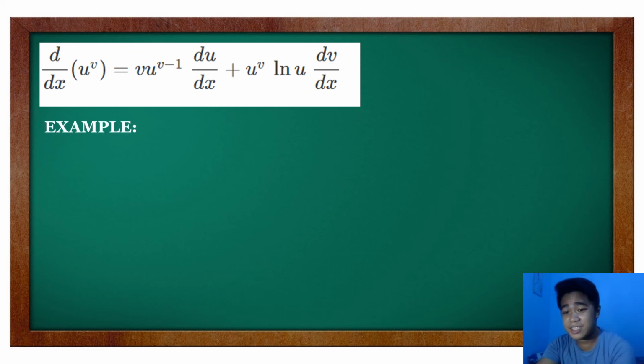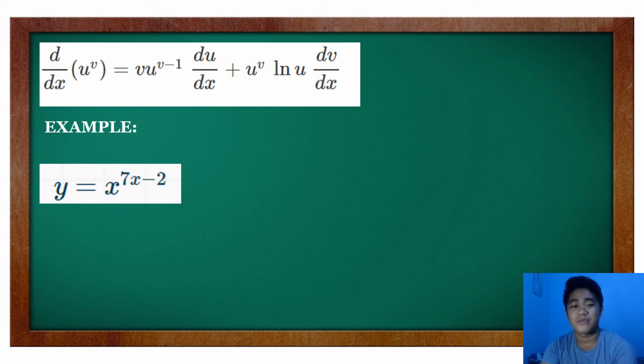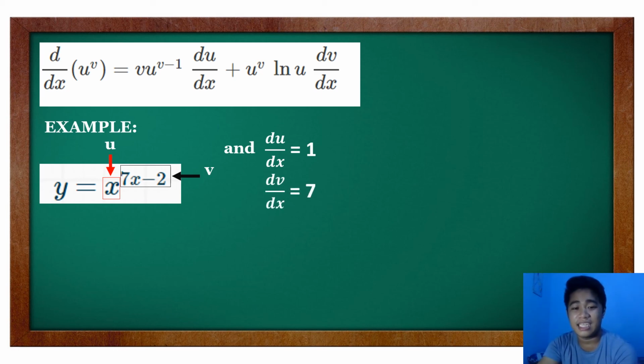So say for example you have x raised to the power of 7x minus 2. So your base has a value of x, of course, and then the exponent also has an x because it is 7x minus 2. So this is how you can do that. The x there is our u, and our v there is our 7x minus 2. So we can say that du over dx is 1, because that is just an x, so if we differentiate that, that is 1. And dv over dx, that is 7. Alright, 7x minus 2, differentiating that, we have 7.